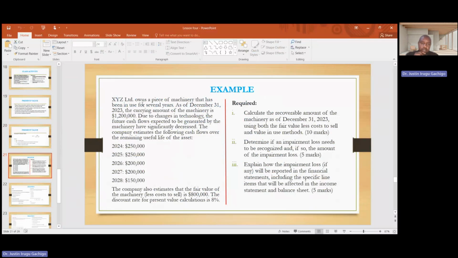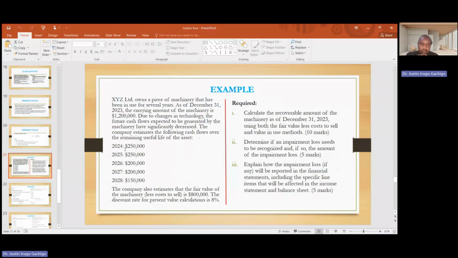Example. XYZ Limited owns a piece of machinery that has been in use for several years. As of December 31st, 2023, the carrying amount of the machinery is $1.2 million. Due to changes in technology, the future cash flow expected to be generated by the machinery has significantly decreased. The company estimated the following cash flow over the remaining useful life of the asset.